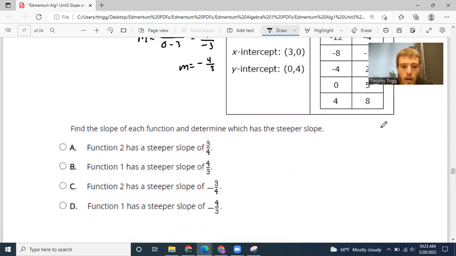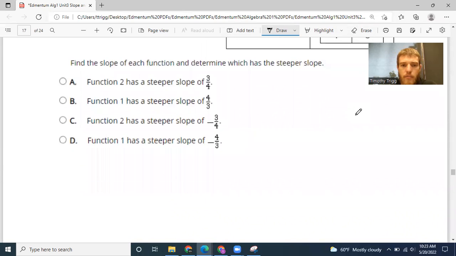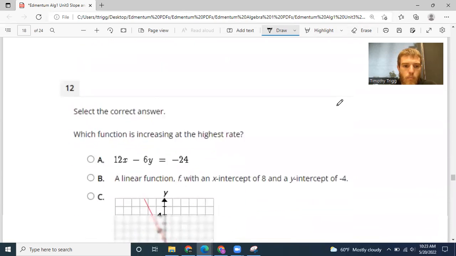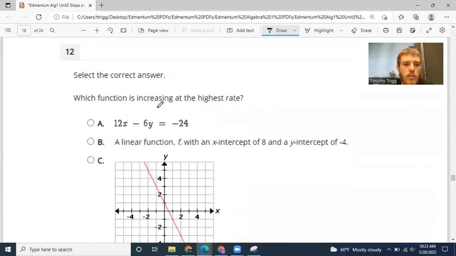And then figure out, yeah, you got it from there, I think. Which function is increasing at the highest rate? In other words, we want to find the function with the largest slope. The slope tells you your rate of increase. That's another way to look at it. So we need to find which of these has the largest slope.